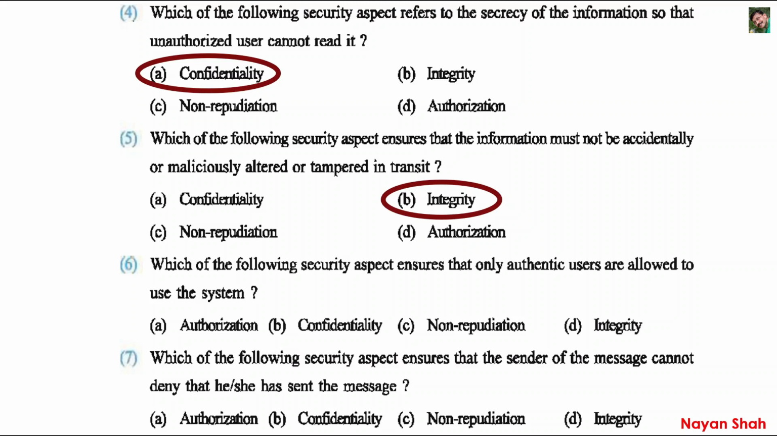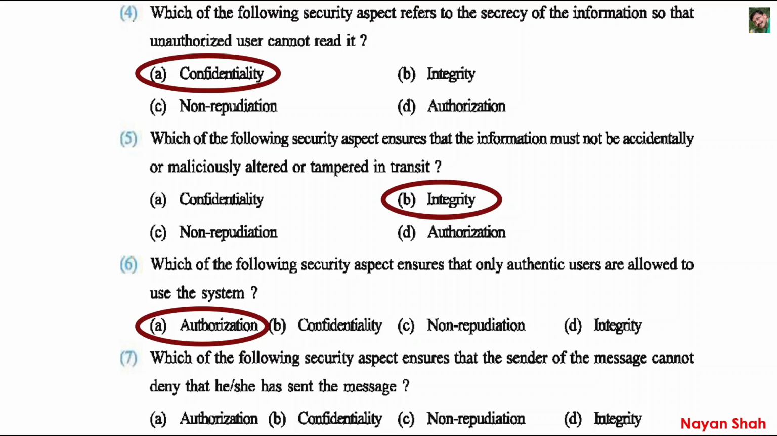Question number 6. Which of the following security aspects ensures that only authentic users are allowed to use the system? So here you understand that it is asking for authentic users to be allowed to use the system. So it is obviously authorization. If we want to use our email account, first we need to authorize ourselves by providing user ID and password. So that is authentication or authorization.